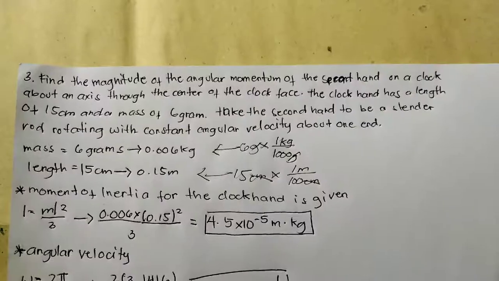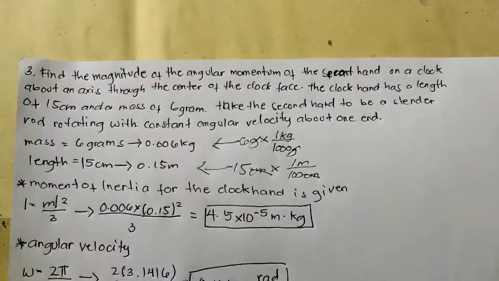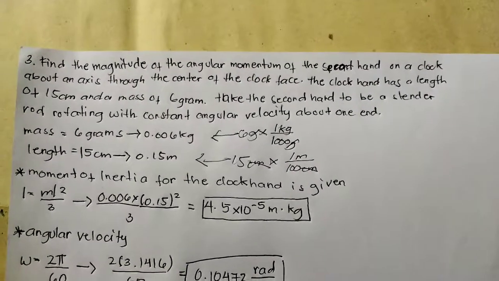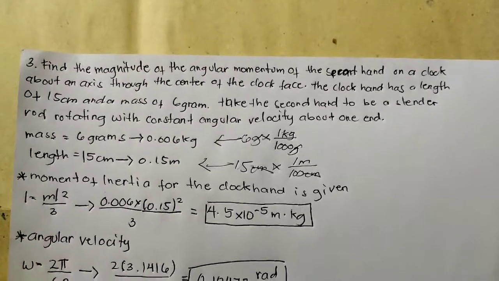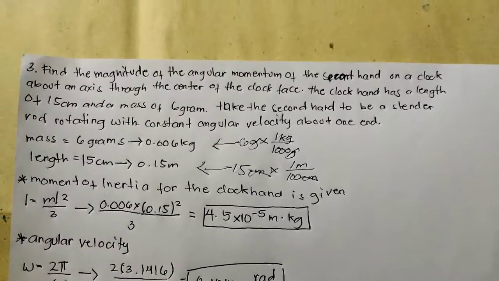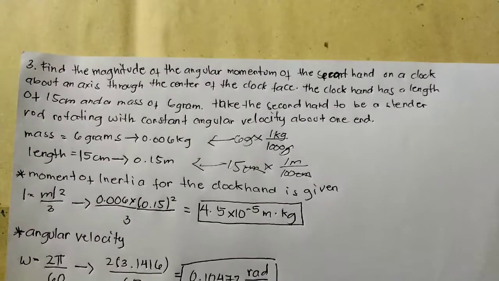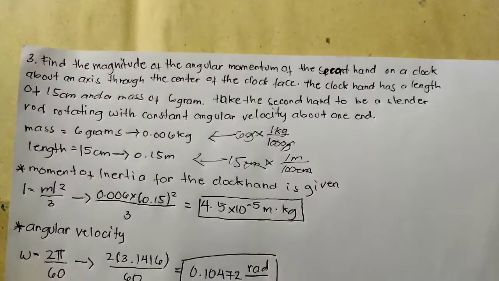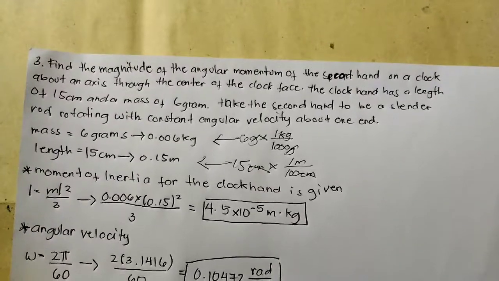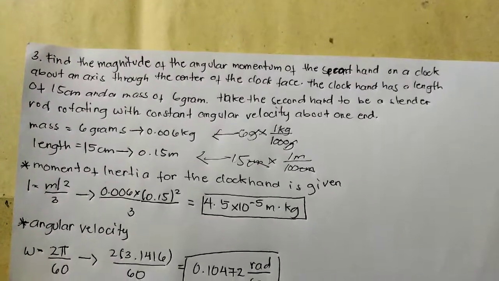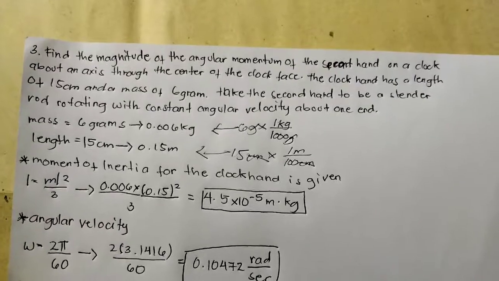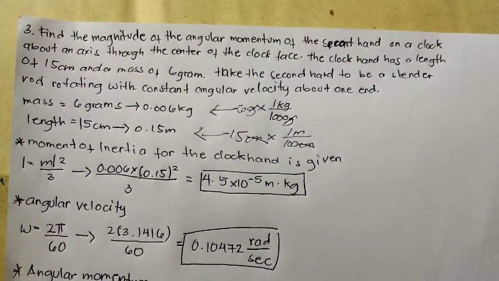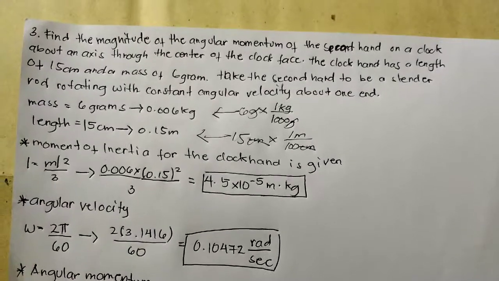For the last number, which is problem number 3, find the magnitude of the angular momentum of the second hand on a clock about an axis through the center of the clock face. The clock hand has a length of 15 cm and a mass of 6 grams. Take the second hand to be a slender rod rotating with a constant angular velocity about one end. So the given mass is 6 grams, then the length is 15 cm.